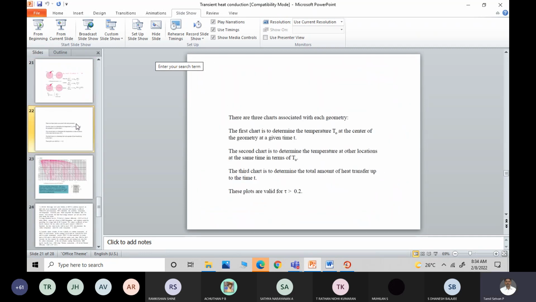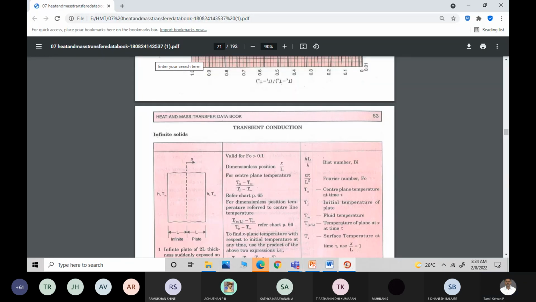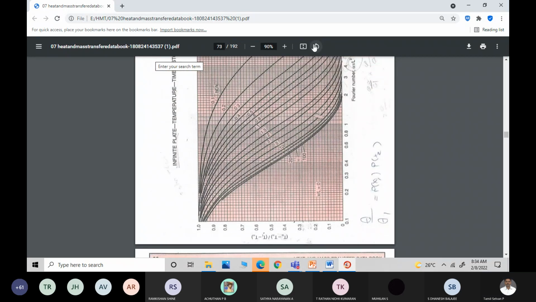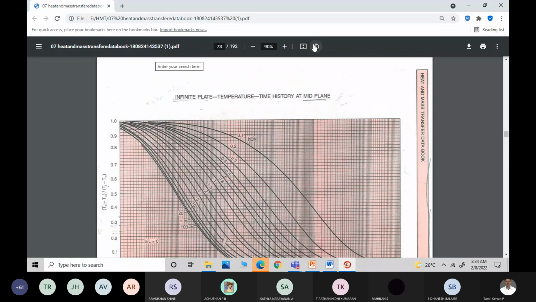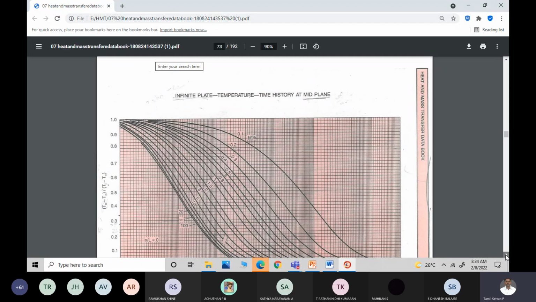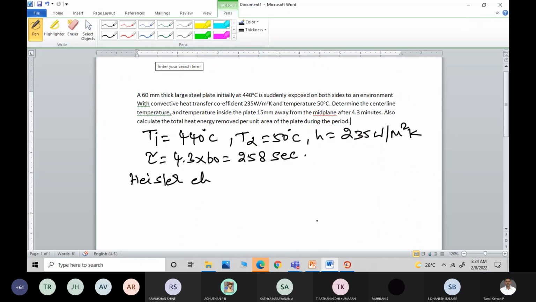So we have to use the three charts, Heisler's charts. Let me show it to you. Yeah, this is for flat plate. Am I right? Yes, sir. Heisler's chart. Now, when we decide we have to go for Heisler's chart, first we have to calculate the Biot number.